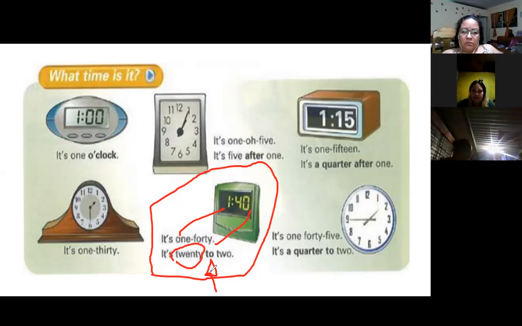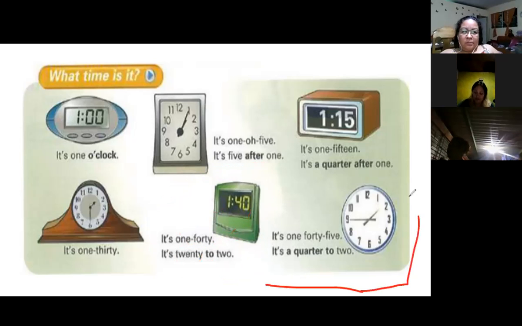Entonces usábamos el after cuando es antes de los 30 minutos. Y cuando ya han pasado los 30 minutos, vamos a utilizar el to. 20 minutes, 15 minutes, 10 minutes, 5 minutes to 6. 20 minutes to 6. Entonces, aquí sería 20 minutes to 2, porque es la 1 y 40. Ok, look at the other examples we have here.